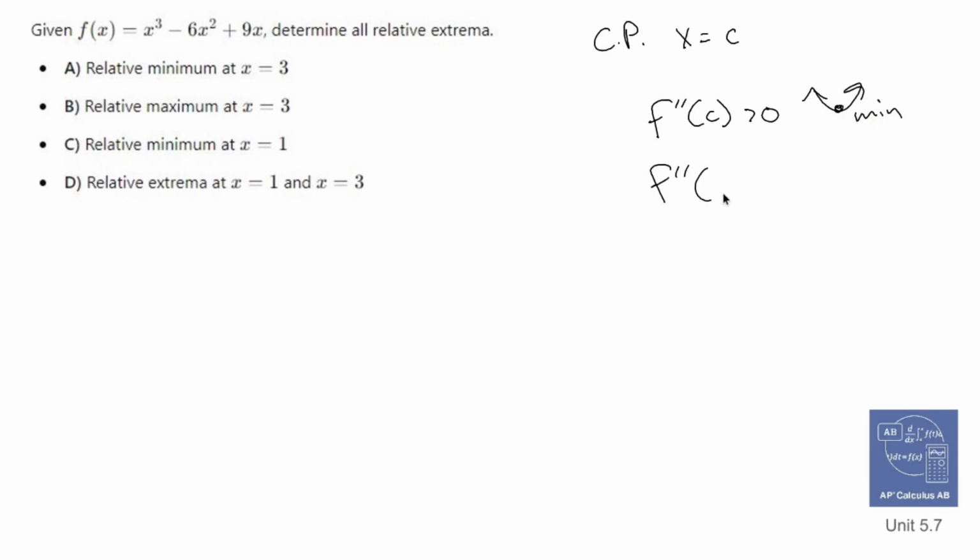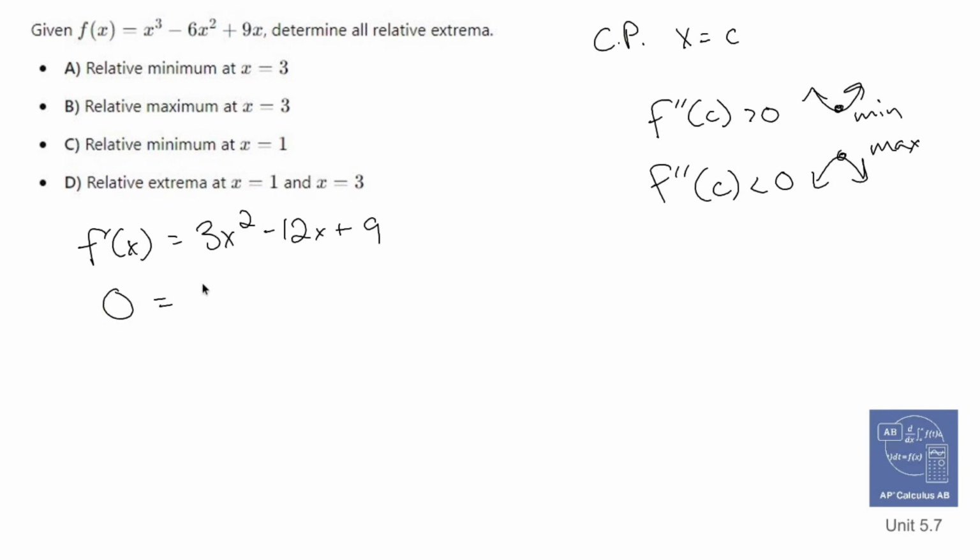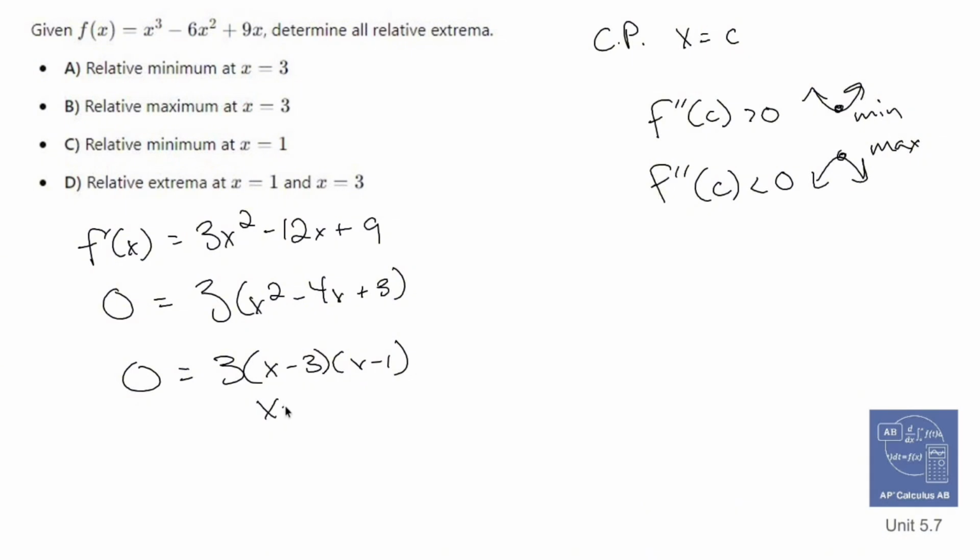If f double prime is negative, that means I'm concave down and I have myself a relative maximum. All right, so let's take the first derivative and find out my critical points. So f prime of x is going to be 3x squared minus 12x plus 9. Let's set it equal to 0 and pull out a 3, and that's going to be x squared minus 4x plus 3. Factoring this further, I have 3 times x minus 3, x minus 1. So my critical points exist at 3 and 1. Those are my critical points.